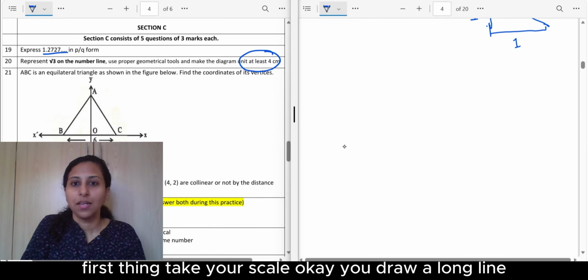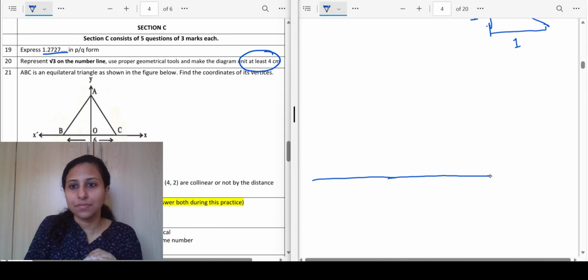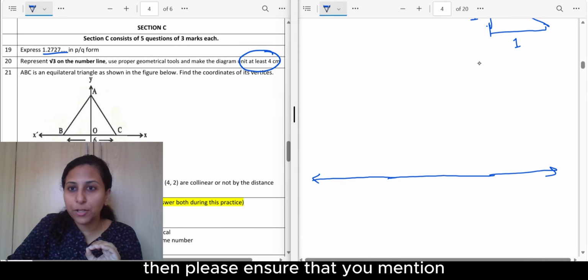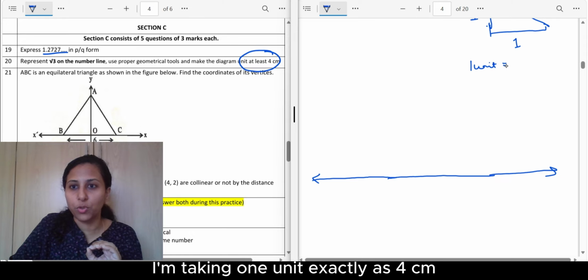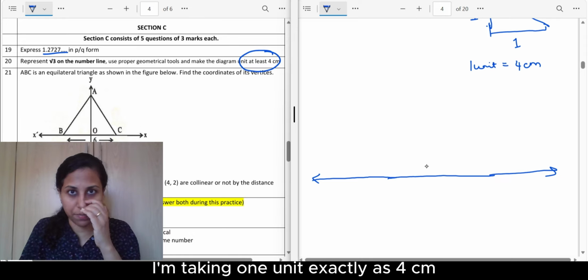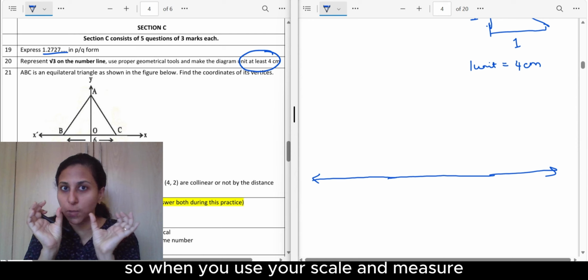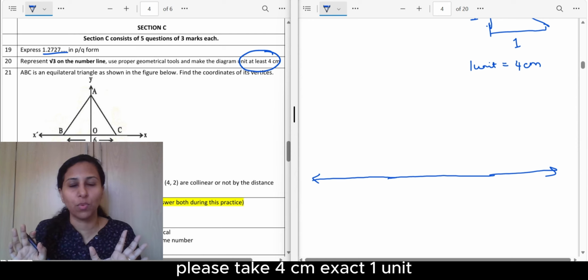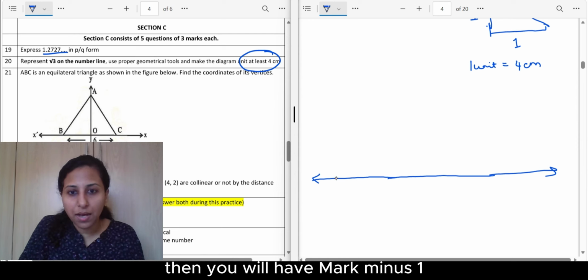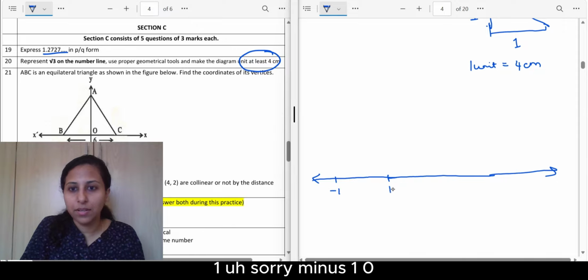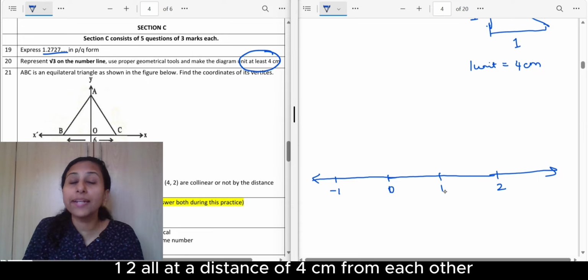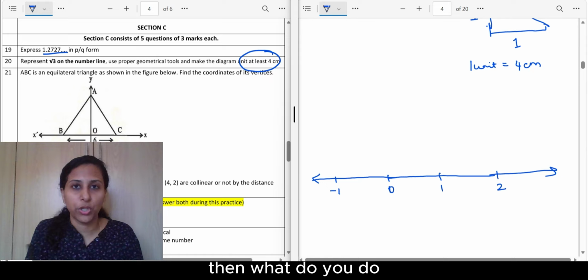First thing, take your scale. You draw a long line. Then please ensure that you mention how much 1 unit is equal to. I'm taking 1 unit as exactly 4 centimeters. So when you use your scale and measure, please take 4 centimeters exact, 1 unit. Then you will mark -1, 0, 1, 2, all at a distance of 4 centimeters from each other. Then what do we do?